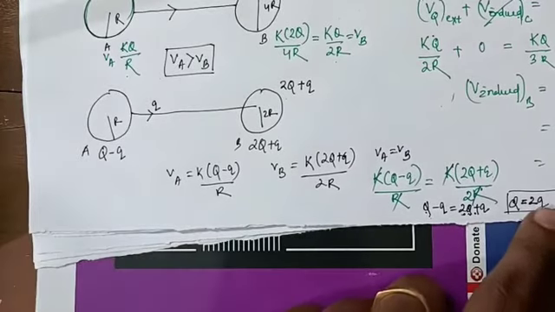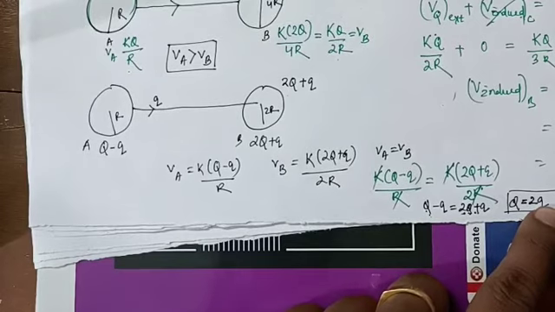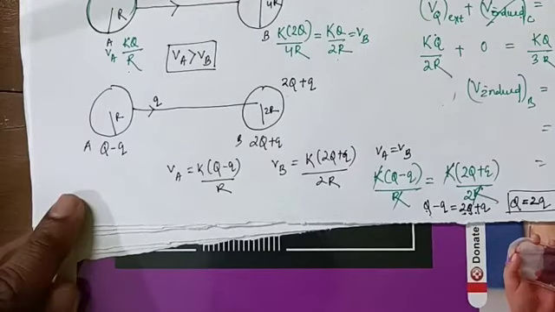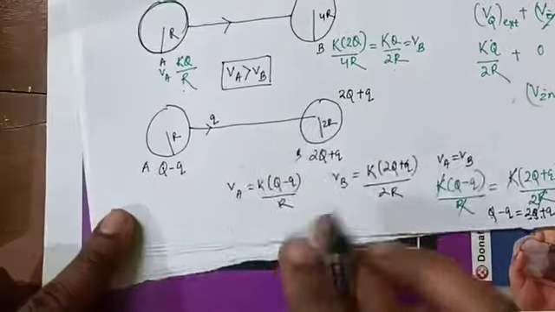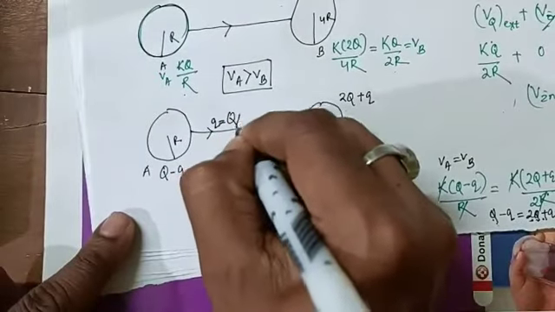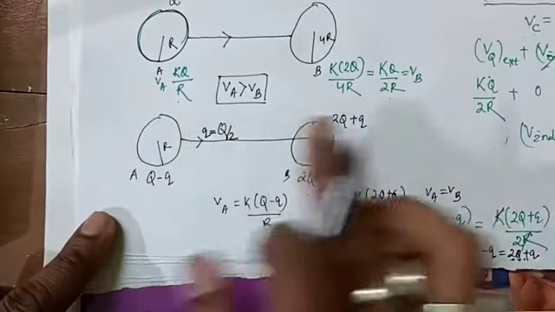So small q equals what? Q by 2. Small q value is Q by 2. So how much charge flows? Q by 2 charge has flown from this conductor to this conductor.